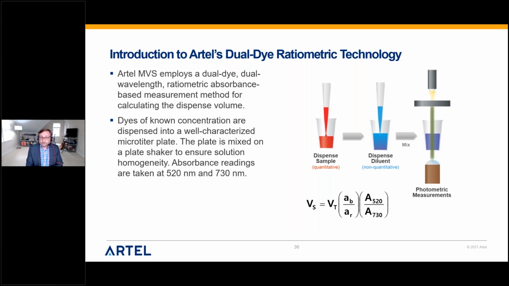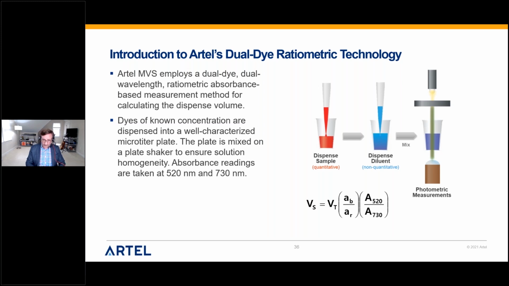And basically you dispense this red dye, and that's the quantitative part. That's what's going to do your measurement side of things. That's the volume that you're interested in. And then there's a diluent side. That's what brings it all up to an equal volume, so they can be read in these 96 or 384 well plates. And that happens to be non-quantitative. And then there's a couple of photometric measurements here. You're reading absorbance at 520 and 730, and you plug it into this derivation of Beer's law, and you end up solving for volume of sample.